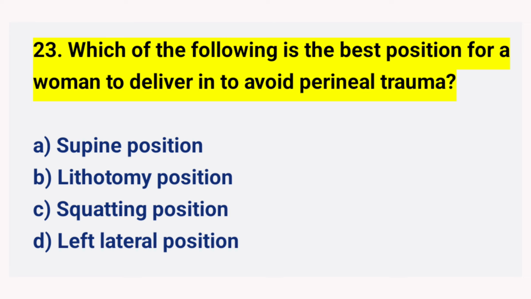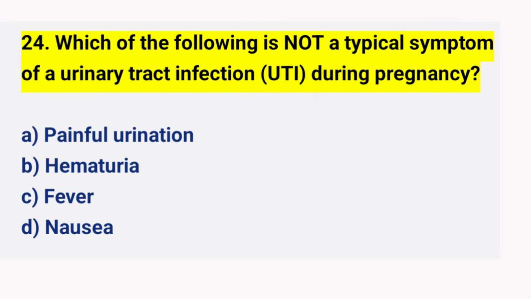Question number 23. Which of the following is the best position for a woman to deliver and to avoid perineal trauma? The right answer is option C, squatting position. Question number 24. Which of the following is not a typical symptom of a urinary tract infection during pregnancy? The right answer is option D, nausea.